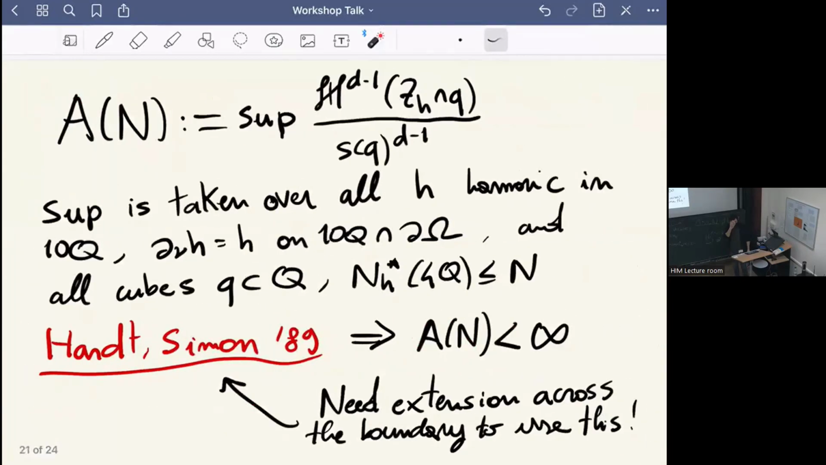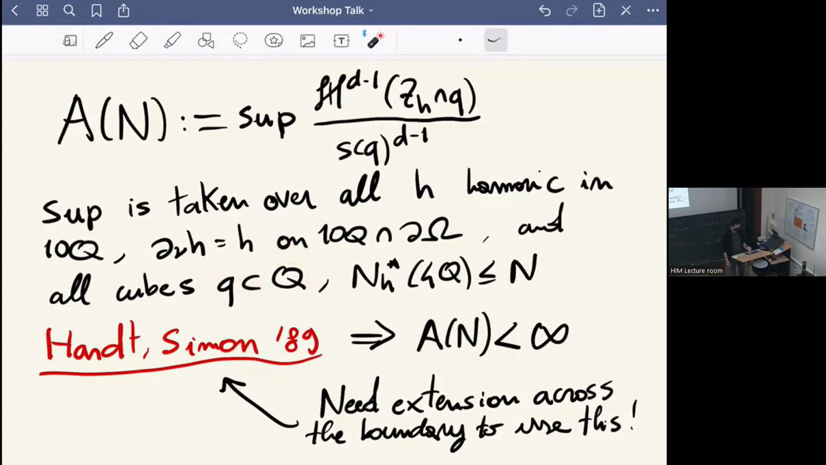So I want to use this hyperplane lemma, and I'm almost done, luckily, because I'm almost out of time. I define this function A(n), which is the sup of the Hausdorff measure of the zero set of h inside a cube Q, divided by the side length of the cube to the d minus 1. This is just scaling. What's the sup over? The sup is taken over all harmonic functions in, say, 10 times the cube, with this condition on the normal derivative on the boundary intersected with the cube, and all subcubes Q contained in my large cube Q.